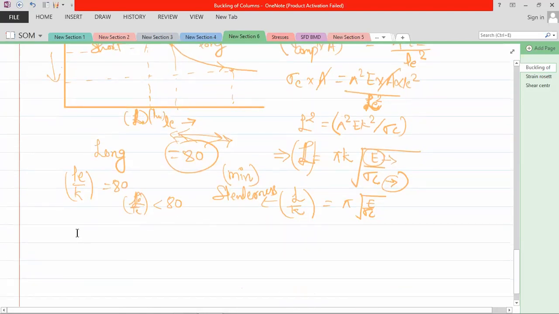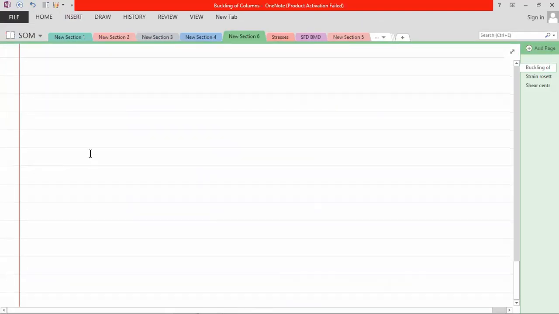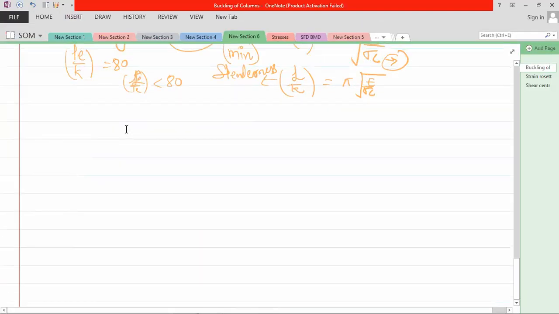So you need to find the limiting value, and that will help you in obtaining the difference between short columns and long columns. Now one more formula. Rankine considered, you need to always find Le and K. So Rankine considered one equation, and that is called the Rankine formula.